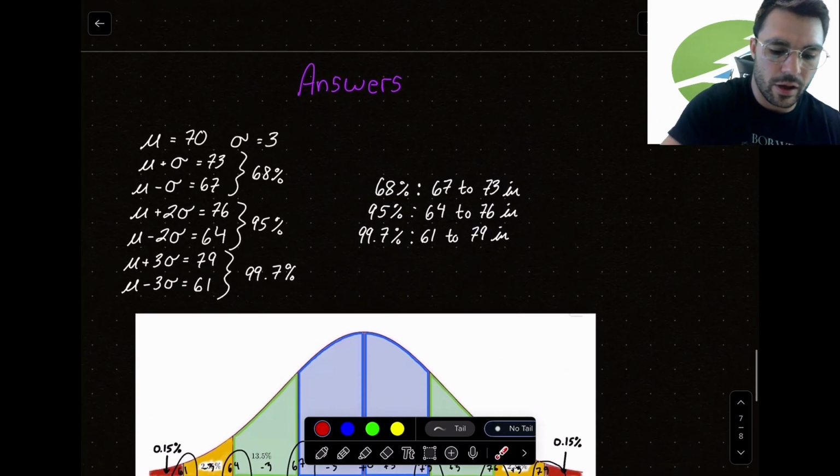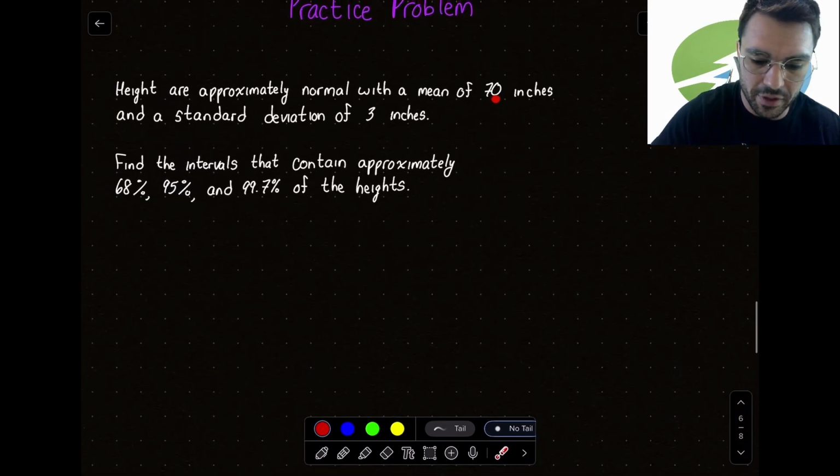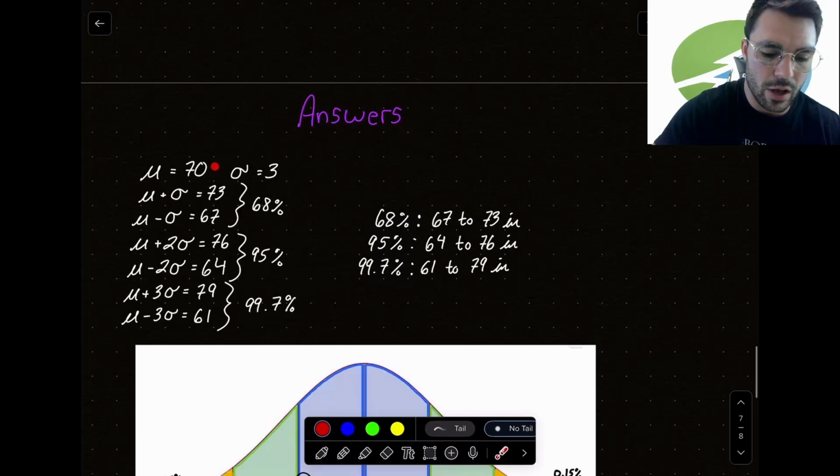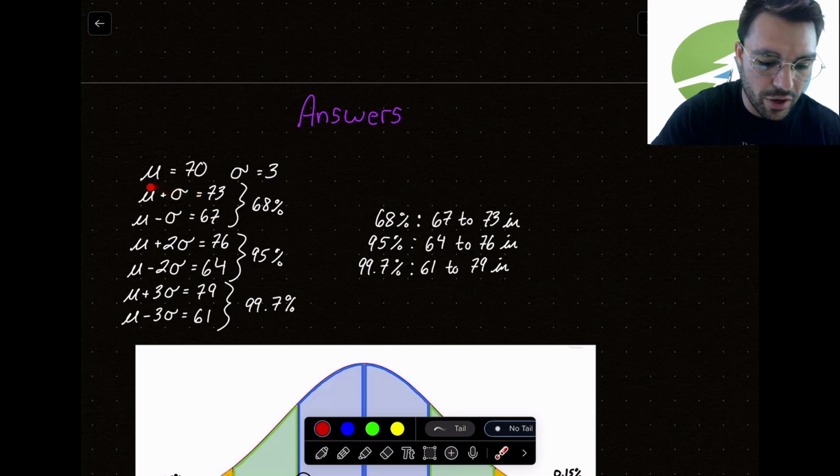So here we're given, I just rewrote what we're given. I always do this. The mean is 70 and our standard deviation is 3. Okay. Mean 70, standard deviation 3. So we just continue to add or subtract 3 from this number to find our intervals. So the first one is the mean plus our standard deviation of 3 gives us 73. And then the mean minus our standard deviation, 70 - 3, gives us 67.